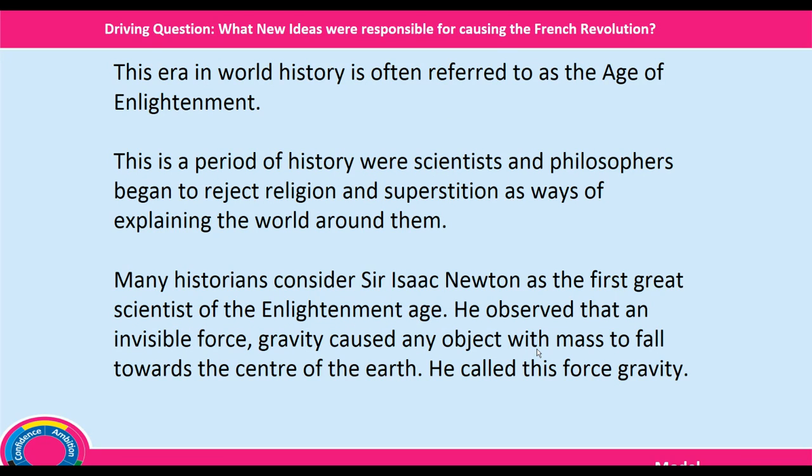This era in world history is often referred to as the Age of Enlightenment. This is a period of history where scientists and philosophers began to reject religion and superstition as ways of explaining the world around them. Many historians consider Sir Isaac Newton as the first great scientist of the Enlightenment age. He observed that an invisible force, gravity, caused an object with mass to fall towards the centre of the Earth. He called this force gravity.